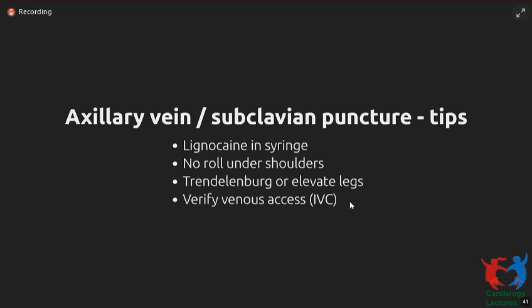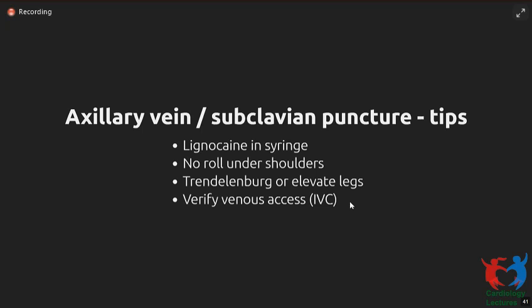A few tips for puncture of the axillary vein, but also for the subclavian vein. One is that when you're going for puncture, we usually keep lignocaine in the syringe instead of saline. How this helps is that when you're scraping the first rib, the patient may have pain because the periosteum is very pain sensitive. If that happens, you can inject some of that lignocaine there, which makes it more comfortable.